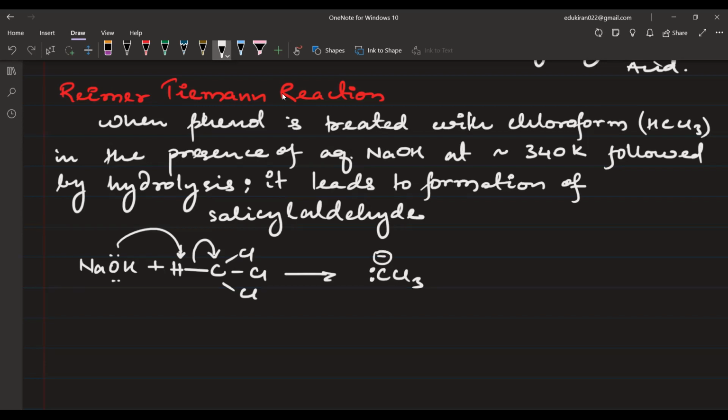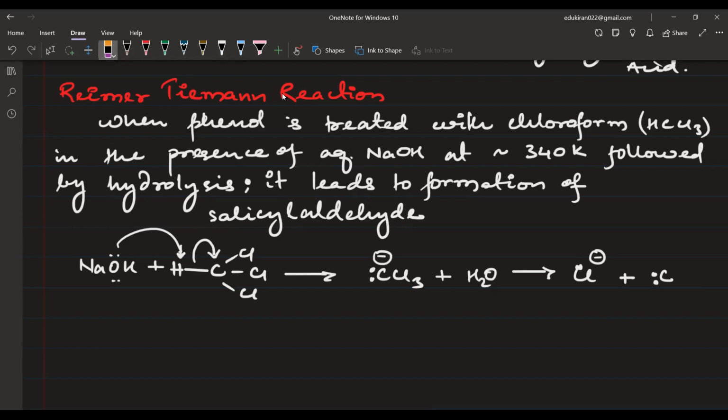Whenever we have a negative charge, that means it has extra electrons. Now, in the presence of water, because we are going to get H, OH, and then H, that means we have water. Now, this will lead to formation of Cl negative ion, which will leave with one of the extra electrons, and the carbon will be left with CCl2 and two electrons. Okay, and this is very important. This is an electron deficient species.